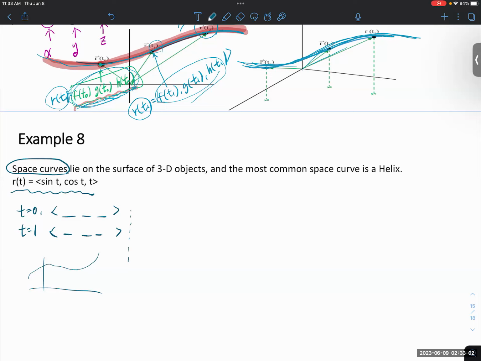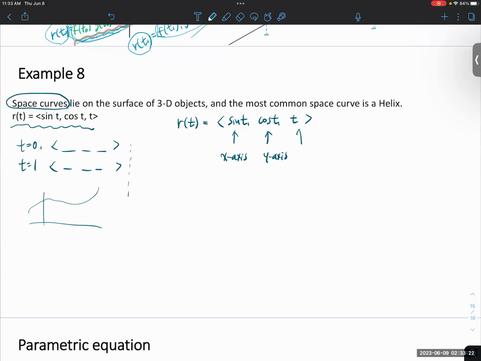So we know that r(t) is sine t, cosine t, and t. And then we know that this is from the x-axis, this is from the y-axis. So this is a general form before I'm going to have a specific input for t. And this is from the z-axis. Mathematically, I can set it up because this is from the x-axis. So I can set it up x equal to sine t, y equal to cosine t, z equal to t.